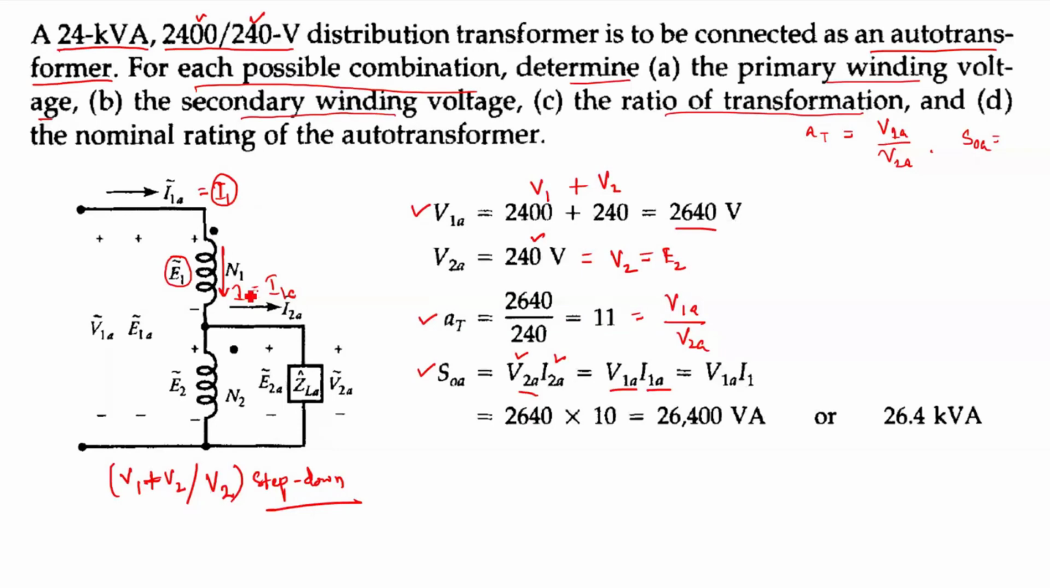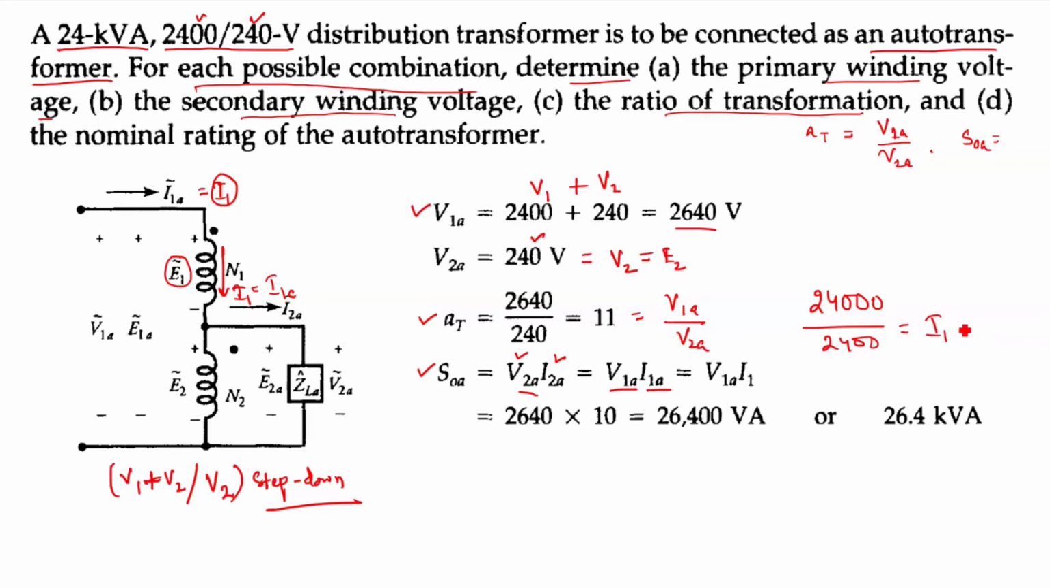Okay. So therefore I can write V1A into I1. So I1 I know, I1 is nothing but it is 24,000. So 24 kVA is 24,000 by 2400.